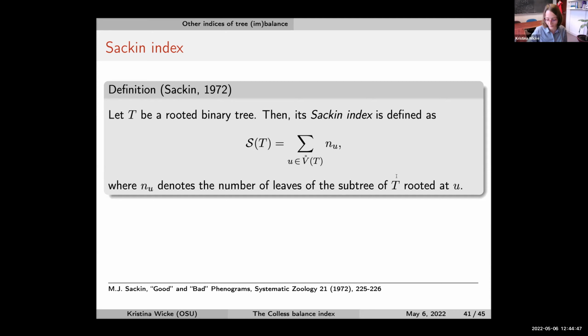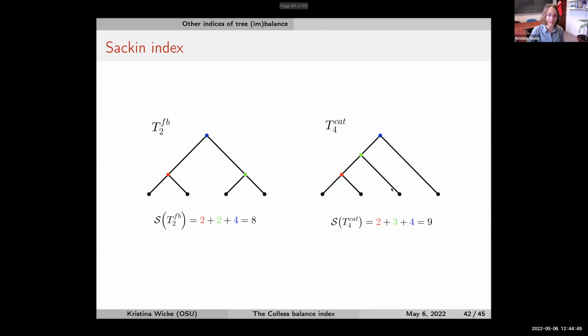Or in other words, we sum up the number of leaves in the subtree rooted at this vertex u. Okay, again, looking at an example, for this fully balanced tree, for instance, we would get, this red vertex has two descending leaves, so 2 plus 2 plus 4. And for the caterpillar tree, we get 2 plus 3 plus 4, which is 9. And so again, the value for the caterpillar tree is larger than the value for the fully balanced tree.